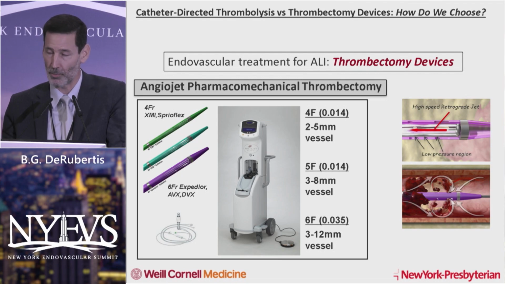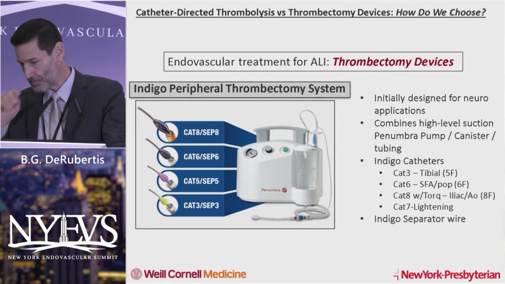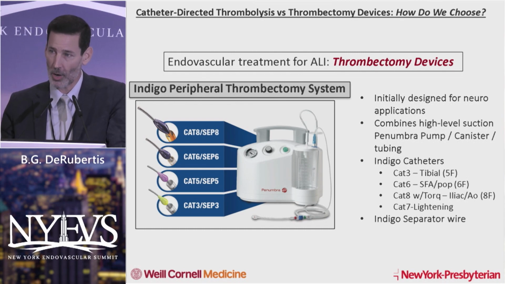The AngioJet uses a Bernoulli principle to create this vortex to break up thrombus and aspirate much of it into the catheter, with a number of different catheter sizes. The Penumbra catheter has a very strong aspiration engine that has a lot of force to really suck this clot out. One of the problems with this device is you can get clot corked on the end, as you heard, and that's where the separator wire helps to break up the thrombus.